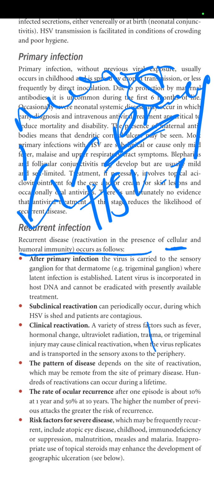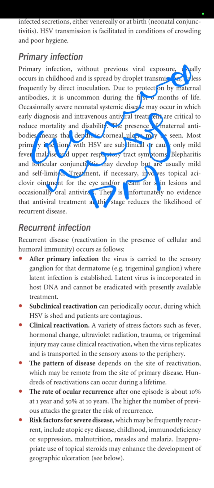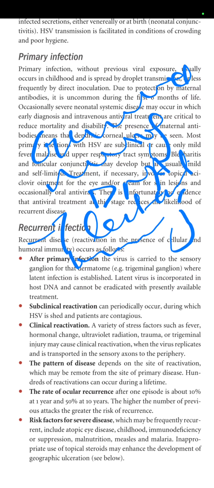So, how does it occur? After primary infection, the virus is carried to the sensory ganglion for that dermatome, for example, trigeminal ganglion, where latent infection is established. Latent virus is incorporated into the host DNA and cannot be eradicated with presently available treatment. So, what happens is that the first time a person gets affected, it starts residing in the neuronal ganglia, and it becomes a part of the DNA, and it is a case of latent infection. When a patient is immunocompetent, it does not reactivate, but when a patient is immunocompromised, it gets reactivated.